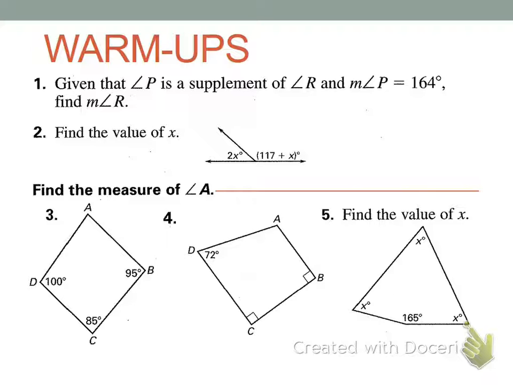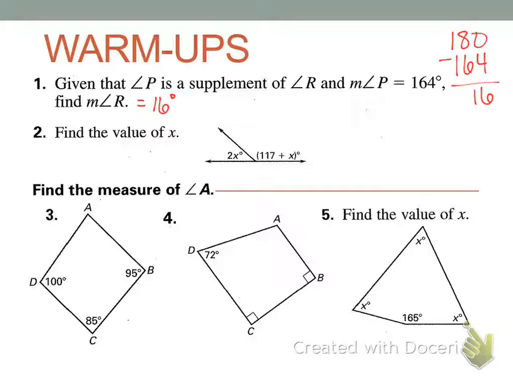If P is a supplement to R and the measure of angle P is 164, find the measure of angle R. What do we know about supplementary angles? They add up to 180. So the measure of angle R would have to be 16 degrees. So 180 minus 164. That word supplement or supplementary is going to be making a comeback.